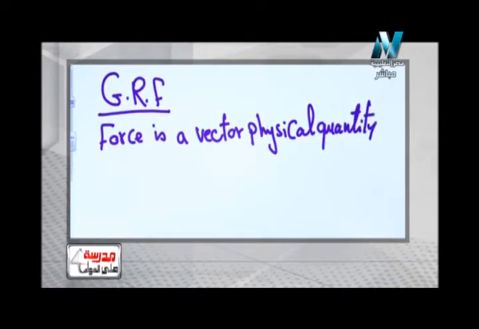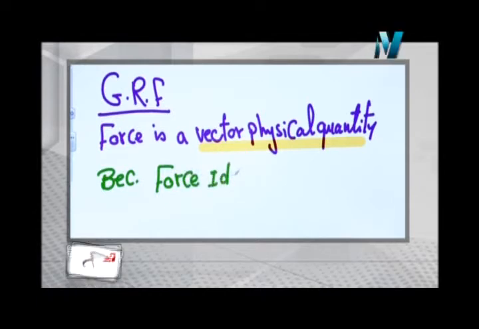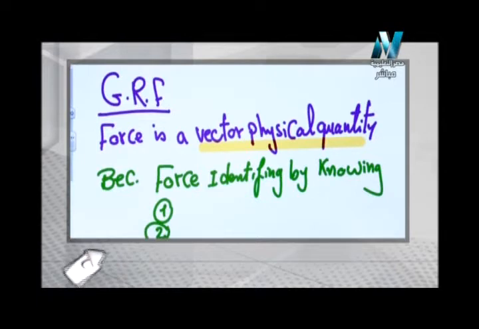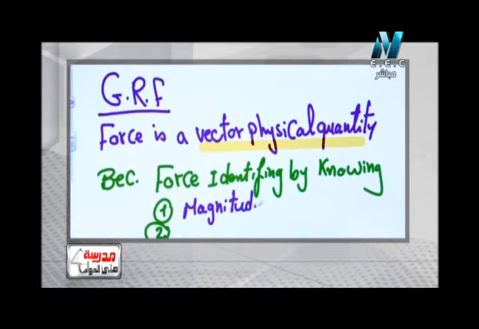Okay, so we should know we are talking about a vector physical quantity. So we identify this quantity by what? يبقى هقول له because force is identified by knowing what and what. Number one and number two: we identify it by knowing the magnitude, and number two, by knowing the direction.